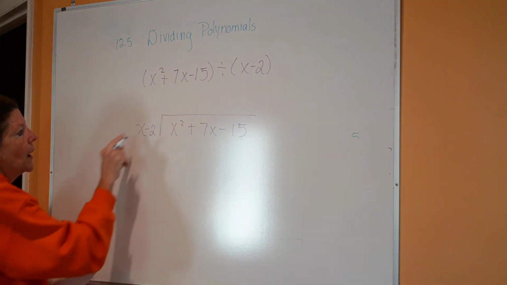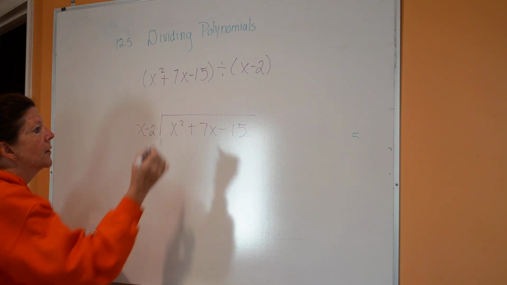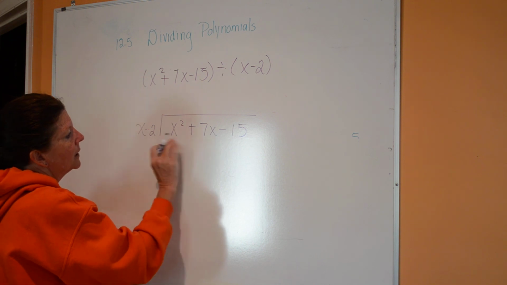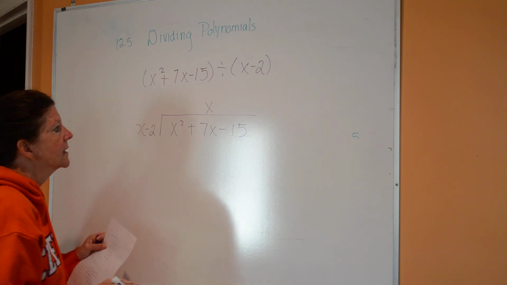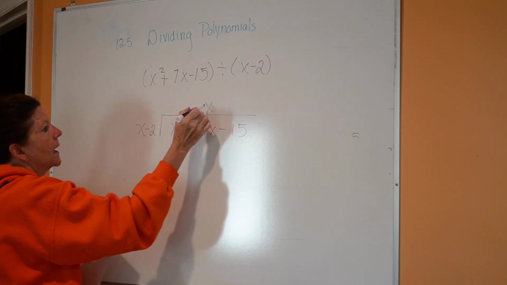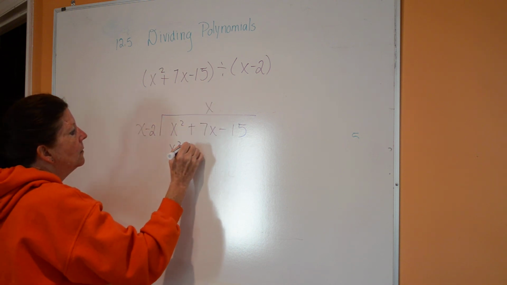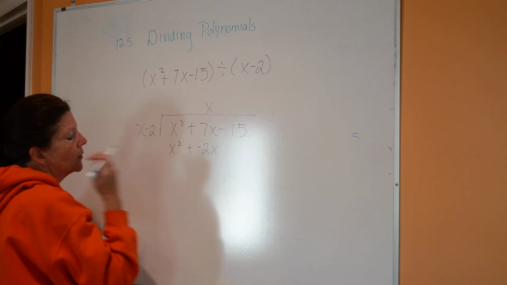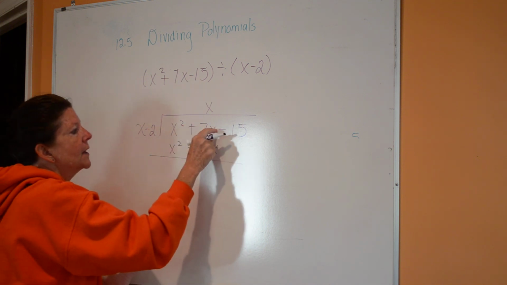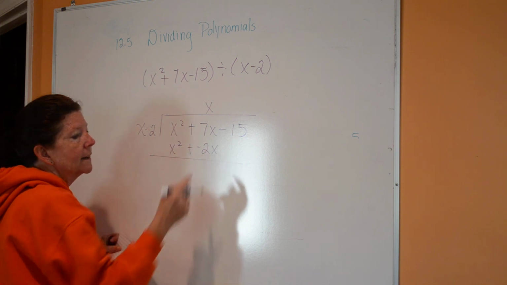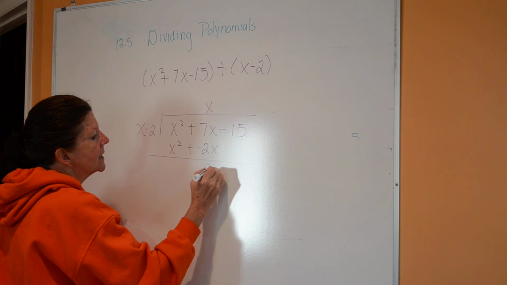First thing I do is I go x times what gives me x squared? Well, I would need to multiply it by another x. Because this is a binomial, I'm taking it in to the first two terms. So it goes over top of the 7x. So then I multiply. x times x is x squared. x times negative 2 is negative 2x, or I could write minus 2x. All right? Then I'm subtracting. 7x minus a negative 2x is the same thing as 7x plus 2x, so that's 9x.